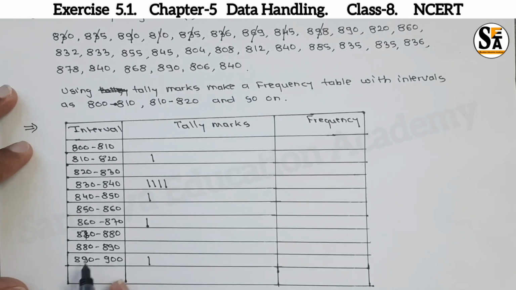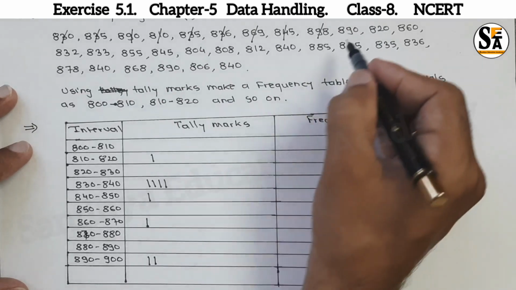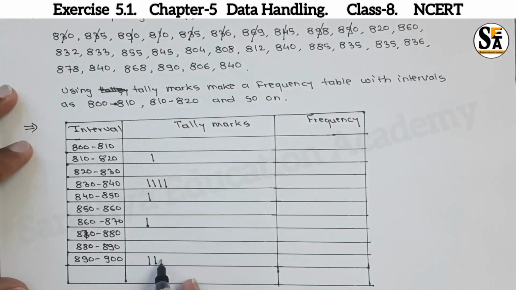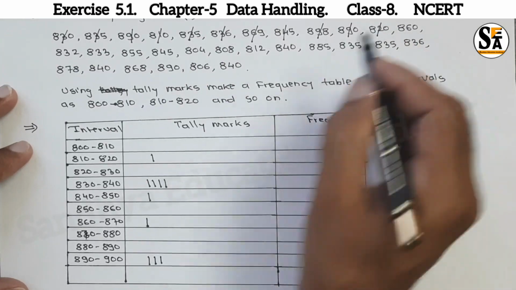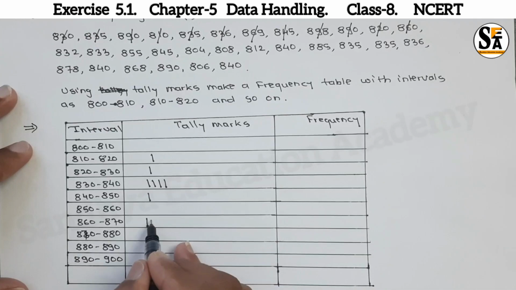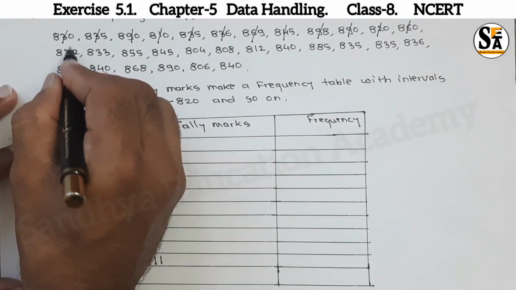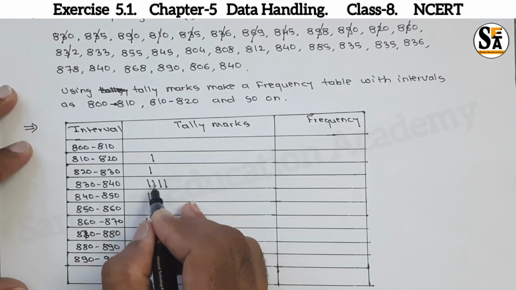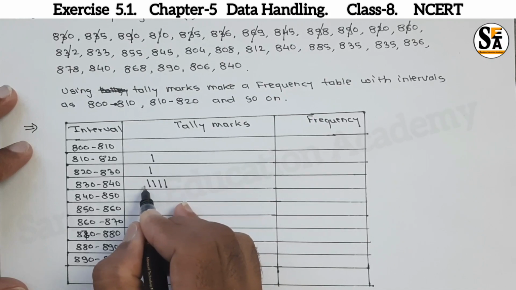898 where it will lie? Here, 898 will lie in this group. 890 in the higher group, 820 in the higher group, 860 in the higher group. Then 832, there are 4 entries, the 5th entry will be like this.